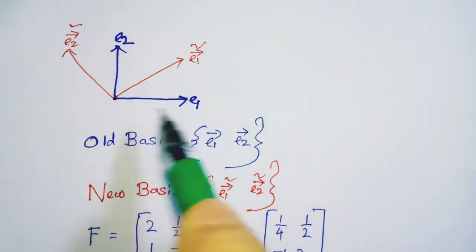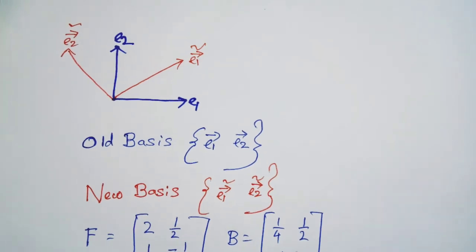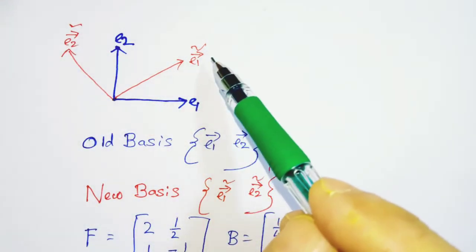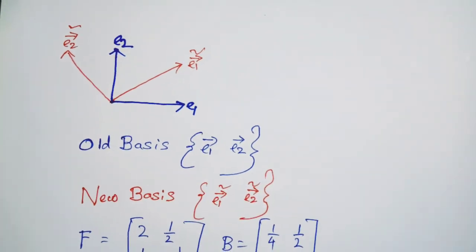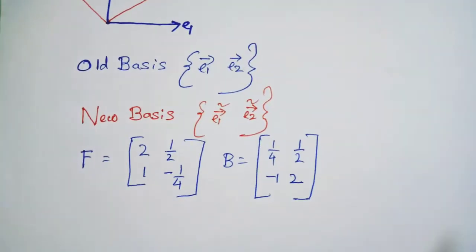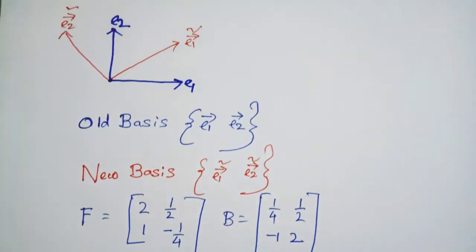So this is a diagram. You see the old basis, as we mentioned earlier in the video, would be E1 and E2, right? And the new basis vectors are E1 tilde and E2 tilde, marked in red. So we have got old and new bases. And from the previous video, we have also got the forward and backward transformation values. Now, why I'm showing this, I would like to explain to you.